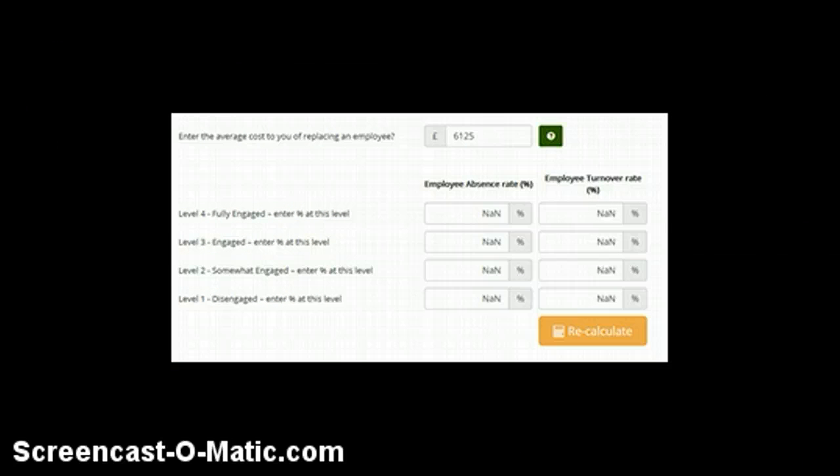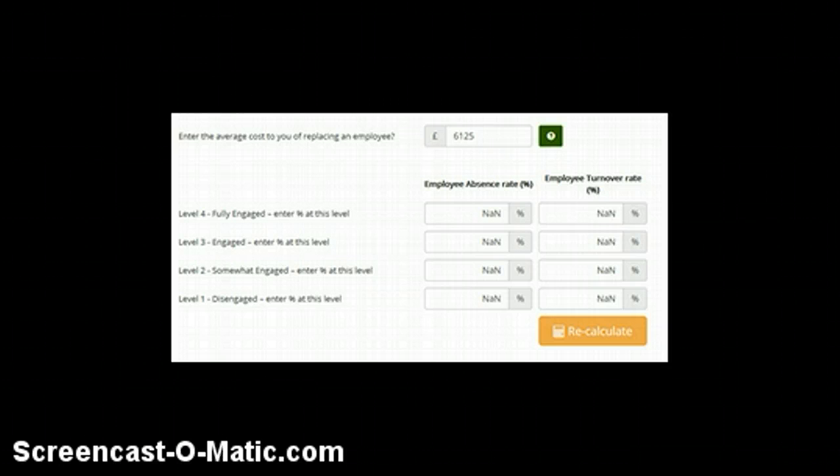I can hear some of you already saying, well, let's just get rid of the guys on level 1. Well, that's going to cost you a hell of a lot of money. And you're going to have to make sure that you're recruiting the right people to replace them, which isn't an easy thing to do at all. It's about the culture of your organisation. And to put it into context, the Chartered Institute of People Development tells us that the average cost of replacing an employee is £6,125.